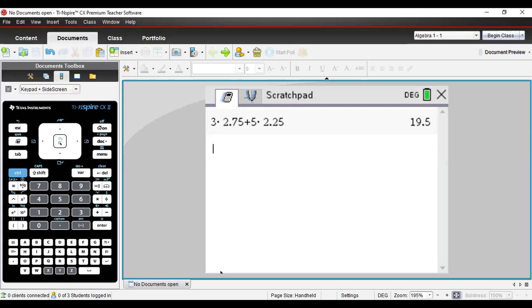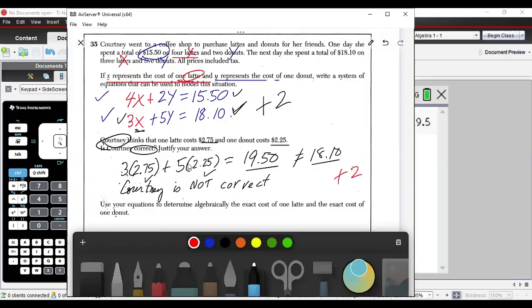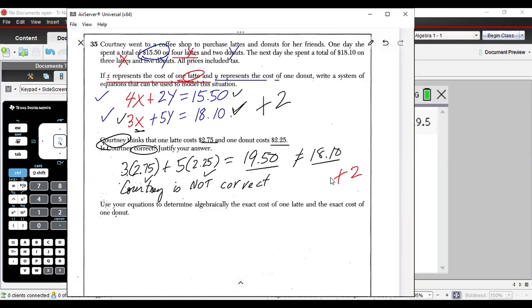So if you did this, that would be 2 points. Let me go back. I said Courtney is not correct. And what we have here is we showed the work. We showed that it would be $19.50. That's not equal to the 18.10, which we predicted. So that's the proof. Now, the last thing we're going to do, it says use your equations to determine algebraically.